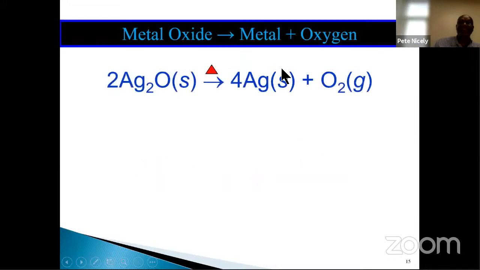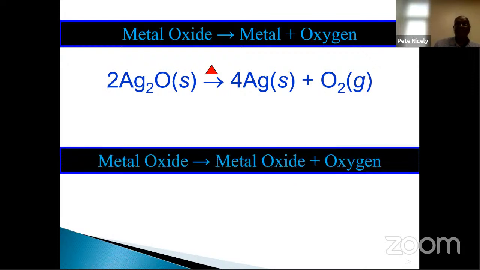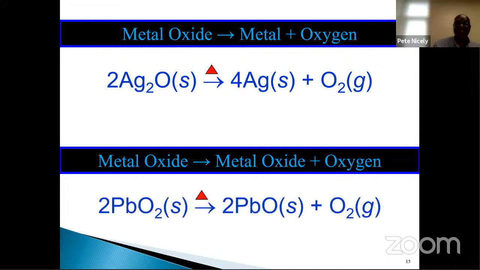So in some cases, if you heat a metal oxide, you'll get metal and oxygen, such as in the case of the heating of silver oxide, it will decompose to form silver and oxygen. Here's another example. Now, in this case, a metal oxide is being heated to form another metal oxide and oxygen. In this case, you're heating lead(IV) oxide, and it reacts to form lead(II) oxide and oxygen.